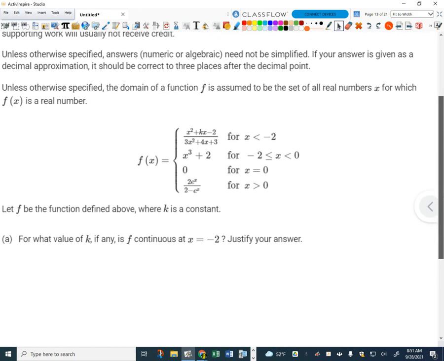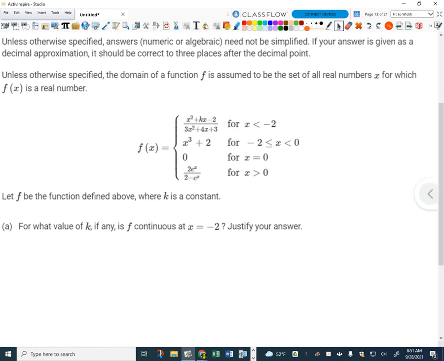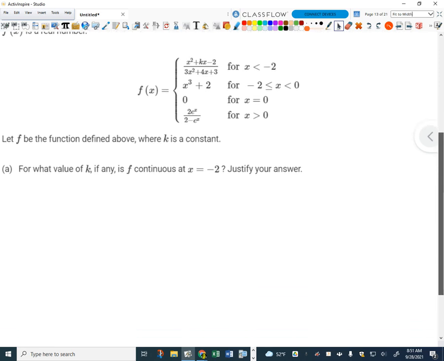The question says, this is also going to be true for just about all these: unless otherwise specified, the domain of the function is assumed to be the set of all real numbers. Well, they're giving us the domains of this piecewise function. They give us the piecewise function, and then for part A, it says, let f be the function defined above, where k is constant. For what value of k, if any, is f continuous at x equals -2?